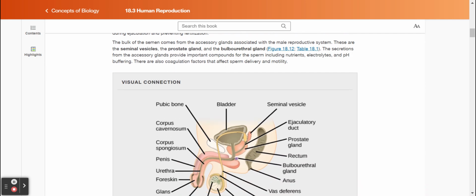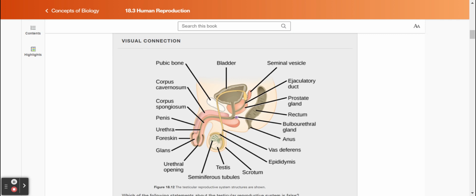The bulk of the semen comes from the accessory glands associated with the male reproductive system. These are the seminal vesicles, the prostate gland, and the bulbourethral gland. The secretions from the accessory glands provide important compounds for the sperm, including nutrients, electrolytes, and pH buffering. There are also coagulation factors that affect sperm delivery and motility.